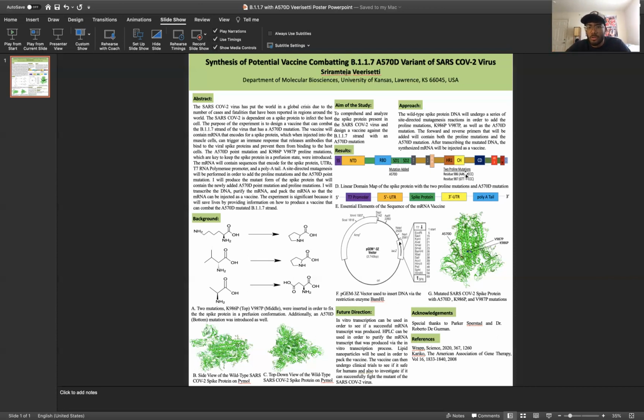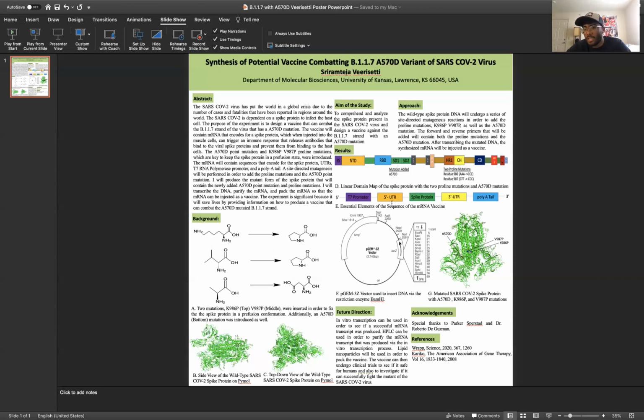Now, if we look at the results right here, by looking at figure D, we can see this linear domain map. This linear domain map of the spike protein illustrates what domains the spike protein has, as well as where those mutations are going to occur. The A570D mutation is going to be added in the SD1 region, and the two proline mutations are going to be added in the CH region right here.